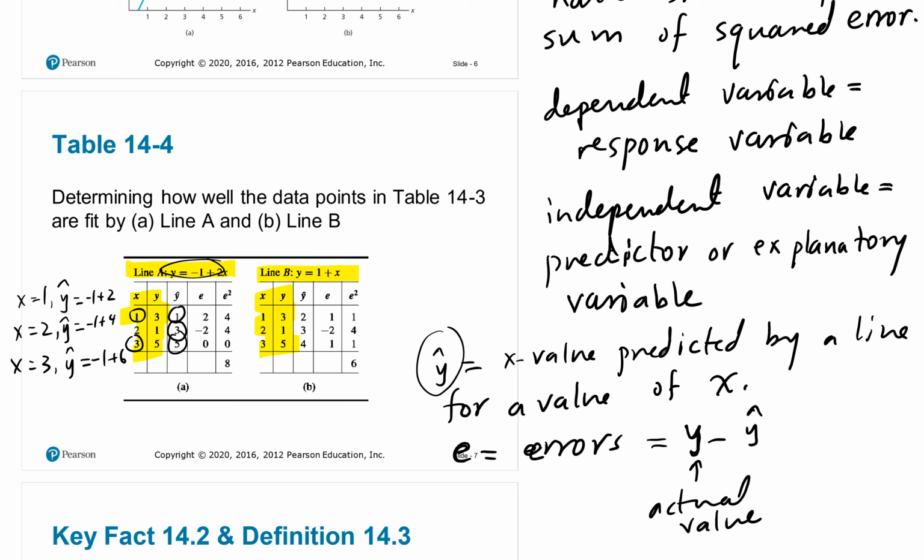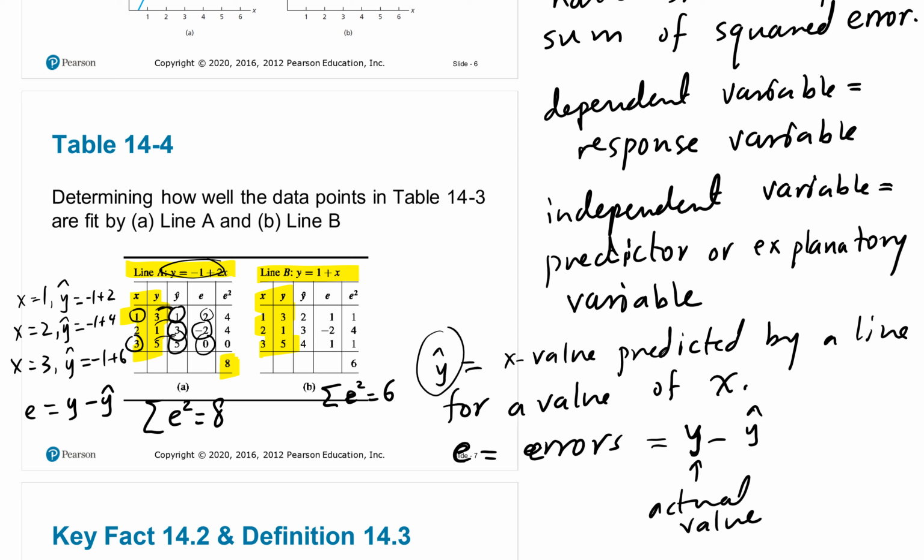Now to find e, e is always y minus y hat. So y is 3 minus 1, 2. 1 minus 3, negative 2. 5 minus 5, 0. Then we need to find the square of the errors. 2 squared is 4, negative 2 squared is 4, and 0 squared is 0. If you sum them up, the sum of the squares of the errors for this one is 8. For this one, the sum of the squares of the errors is 6. Same concept, but different numbers because we have a different straight line.